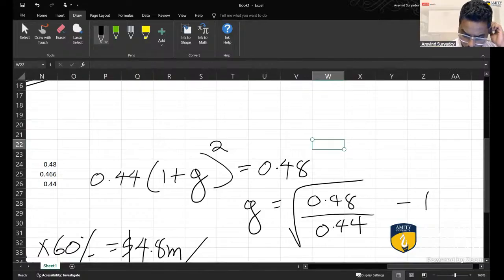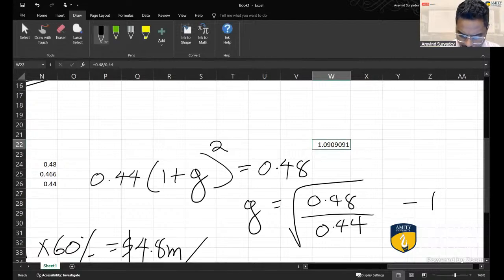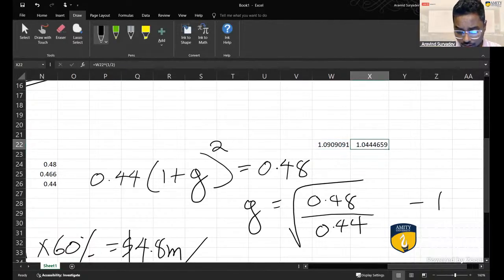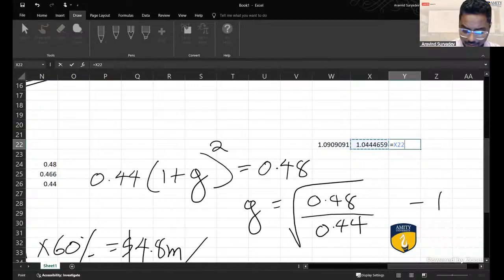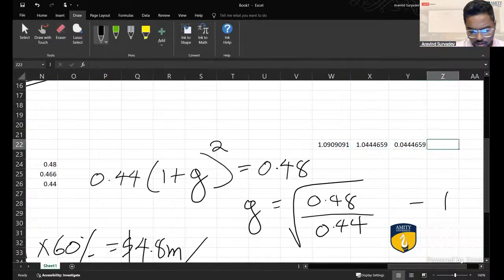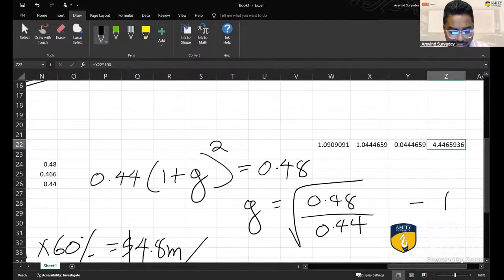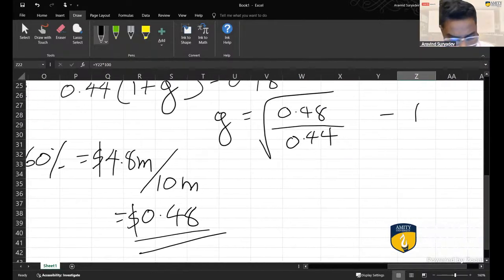Now, 0.48 divided by 0.44 gives me the growth rate of, okay, I have to take a square root of this. This raised to 1 divided by 2. That's how you take a square root, guys. So square root of that minus 1. I'm getting a growth rate of roughly 4.4%. Multiply that with 100 to convert it to a percentage. I'm getting 4.4%.